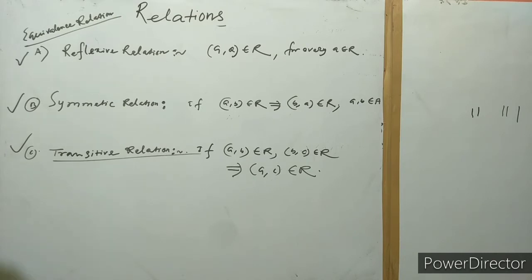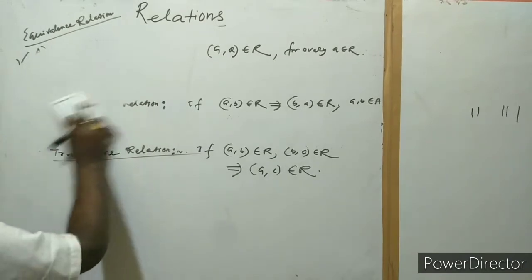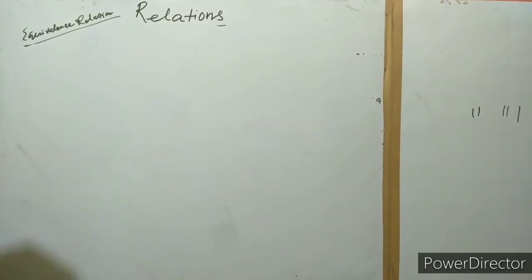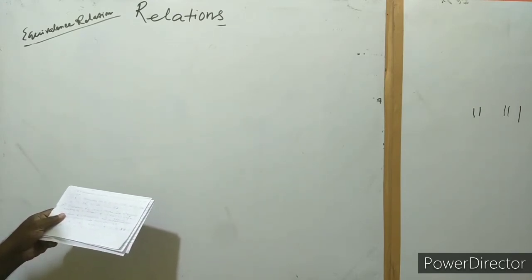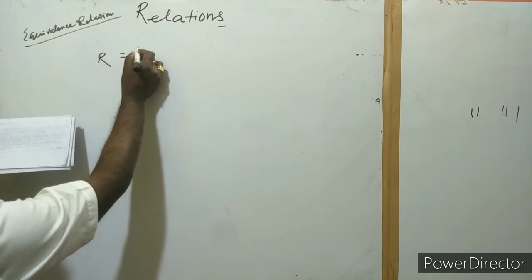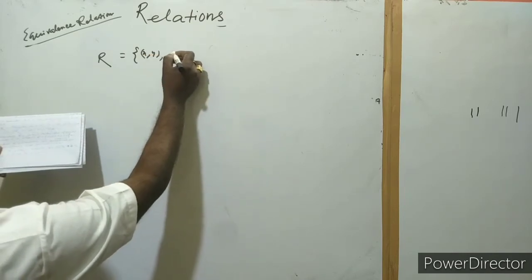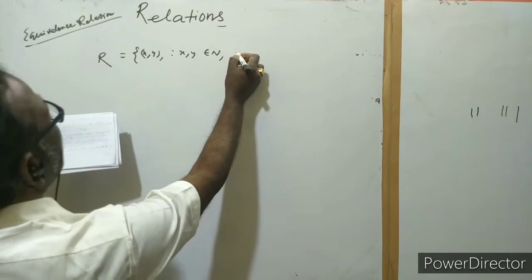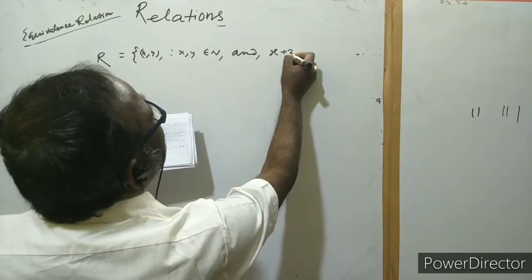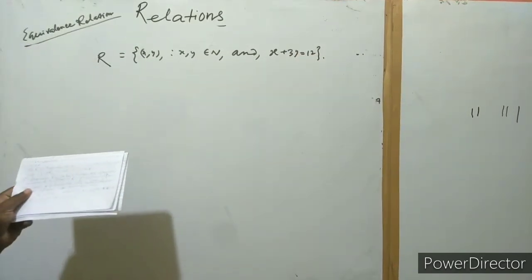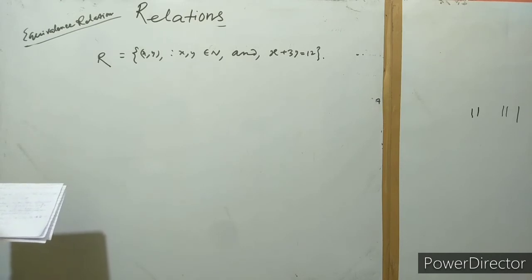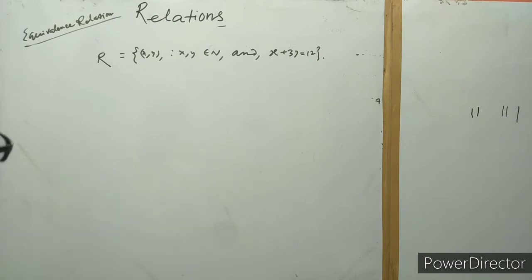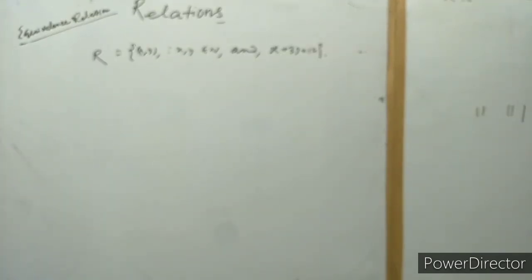For an example, I have given a problem here. A relation R is defined on the set of natural numbers N as follows. R is equal to x comma y such that x comma y belongs to N, and the condition is x plus 3y is equal to 12. This problem is copied from our assembly book. Show that R is transitive and antisymmetric but neither reflexive nor symmetric on N, and also find the domain and range.